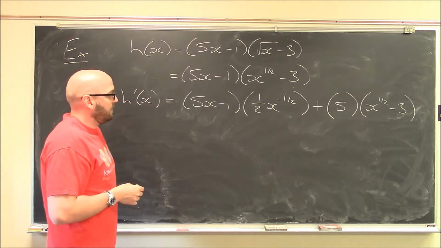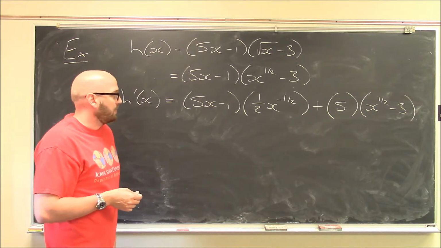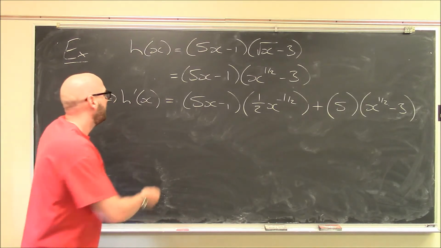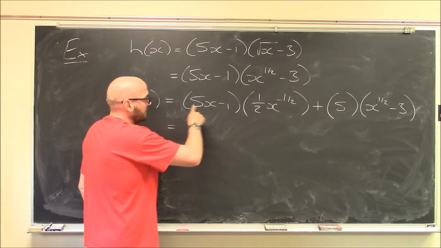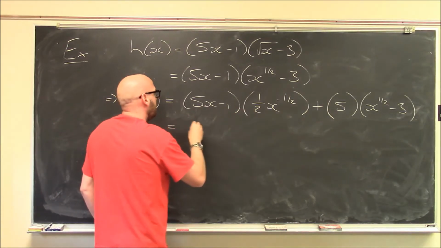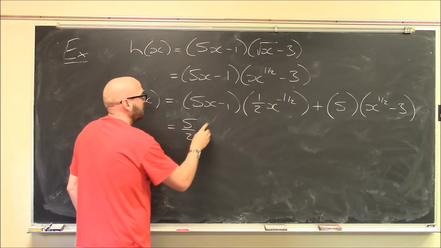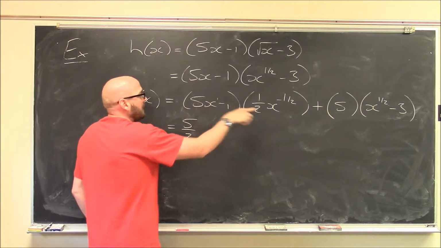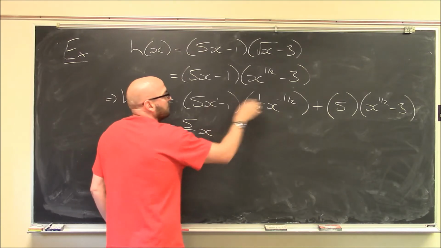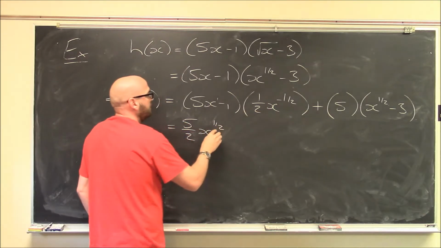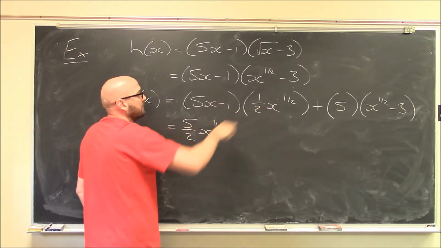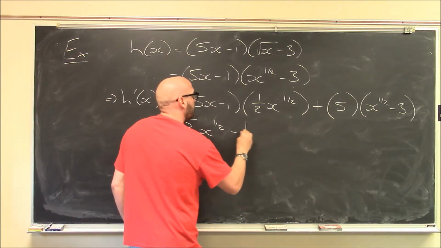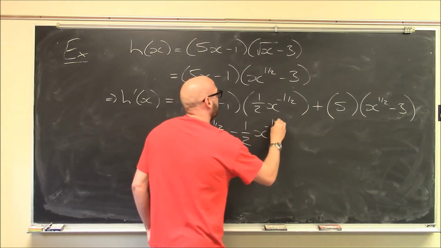And I don't really know the best way to simplify this or group these together. Again, simplification is always a bit in the eye of the beholder. Let's just distribute everything and see what happens. 5 times 1/2 is 5/2. x times x to the minus 1/2, remember that's x to the 1, so add the exponents together. 1 plus minus 1/2 is 1/2. So that's 5/2 times x to the 1/2. And then minus 1/2 times x to the minus 1/2. Great.